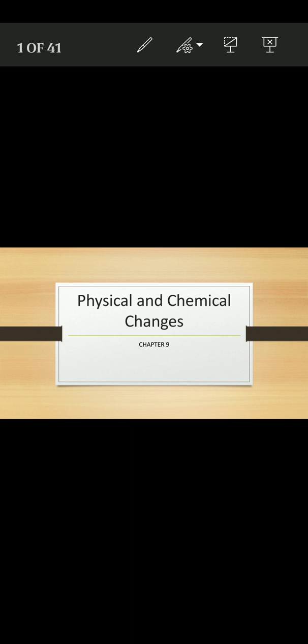Today I am going to start our next chapter, chapter number 9, which is about physical and chemical changes. Now we have discussed matter in the previous classes. We all know that matter is anything that has a proper mass and occupies some space.